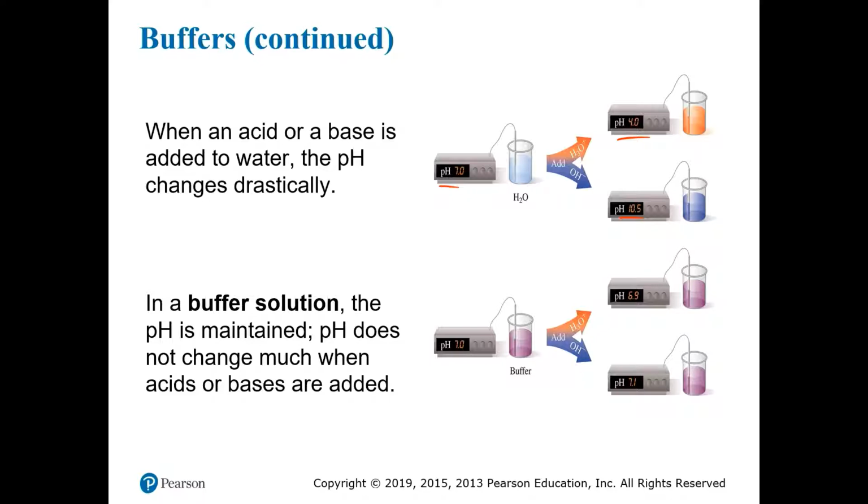In a buffer solution, however, the pH is maintained approximately constant. So if the pH starts at 7 and you add a little bit of acid to it, the pH is only going to decrease a little bit to 6.9 or so. If you add a small amount of base, it'll only go up a little bit, maybe to 7.1. It doesn't maintain it perfectly constant, but it keeps it within a certain range for a given amount of acid and base that you can add to it.